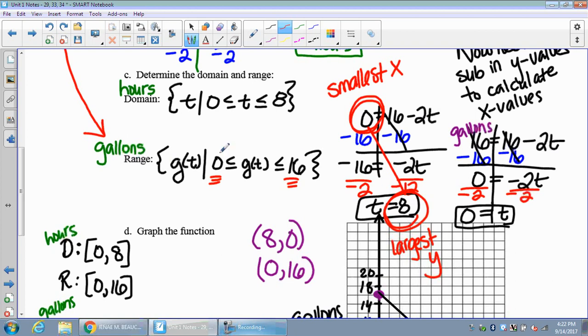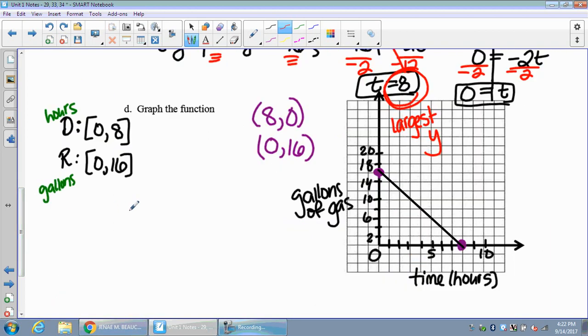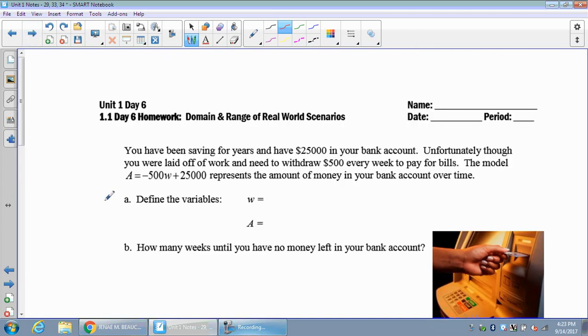Awesome. We are all done with the gas question, and we have one more to look at on page 34, which is saving a bank account. You have been saving for years and have $25,000 in your bank account. Unfortunately, though, you were laid off. Oh no, you were laid off of work and need to withdraw $500 every week to pay for bills. The model, oh, look, I'm given a model, let's highlight it, represents the amount of money in your bank over time.